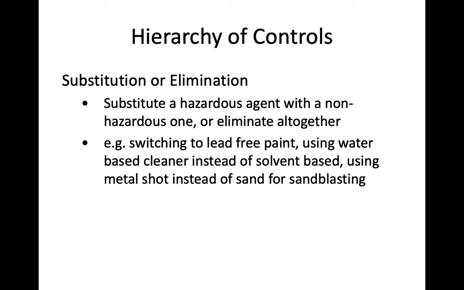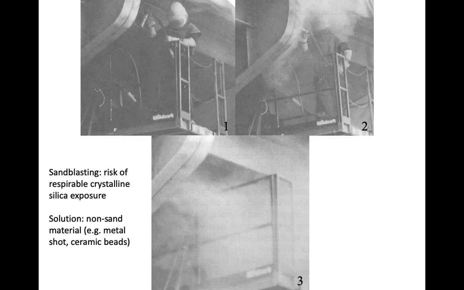So, if we can go more into detail with regards to these controls, substitution or elimination. As I said earlier, that's substituting a hazardous agent with a non-hazardous one or elimination altogether. A good example of this would be switching to lead-free paint, using water-based cleaner instead of solvent-based, using metal shot instead of sand for sandblasting. So you can see in this diagram, this worker sandblasting, risk of respirable crystalline silica exposure. So a solution would be non-sand material, examples being metal ceramic beads.